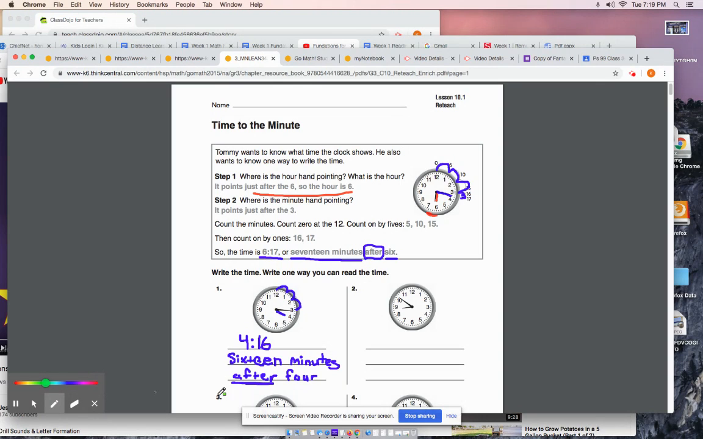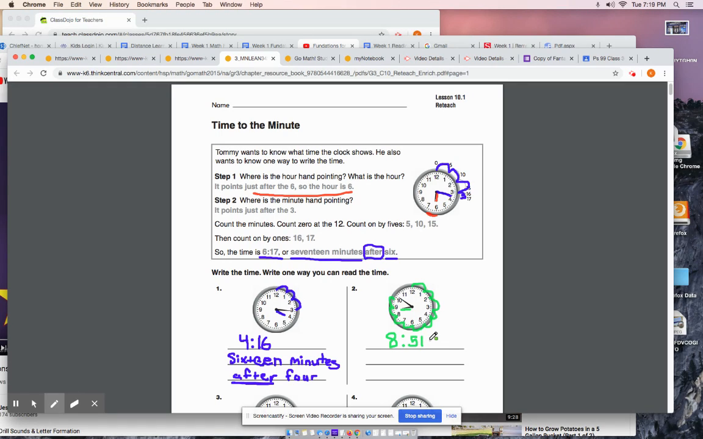Now, I look at this one. So I look at my hour. It's really close to 9, but it hasn't touched 9. So my hour is 8 o'clock. And then I have a lot of minutes to count. So ready? 5, 10, 15, 20, 25, 30, 35, 40, 45, 50. And I see it's one digit after the 50, so it's 51.